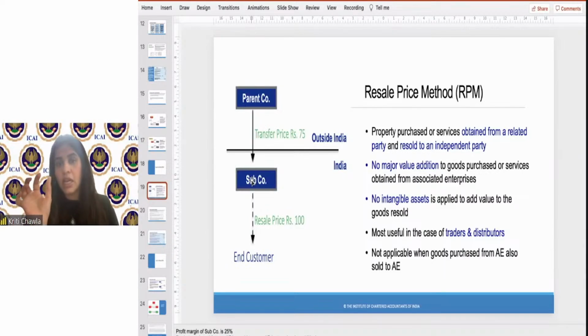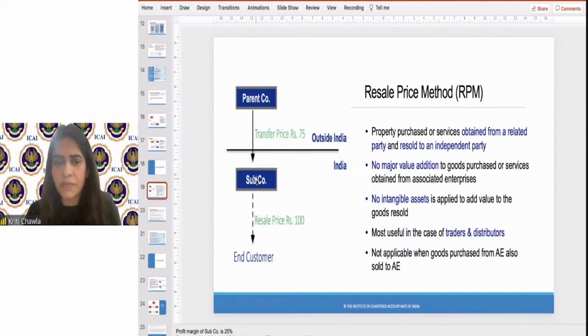So now, if this is your client situation, if this is your case study situation, that there is a company, and this particular company is actually purchasing from its associated enterprise and reselling it to some end customers in India, well, then you have to use something called a resale price method. So the moment the question is talking about traders and distributors, you know that the method that you have to use is called the resale price method. But this method is applicable only when this is a related party situation. Now, this is a parent company which is selling to a subsidiary, and the subsidiary is selling to end customers.